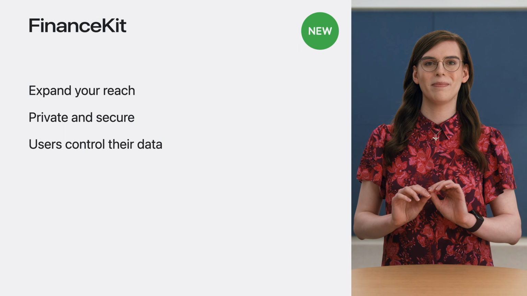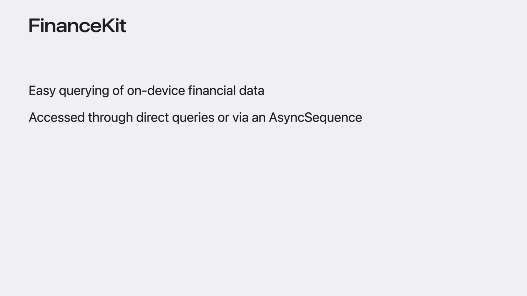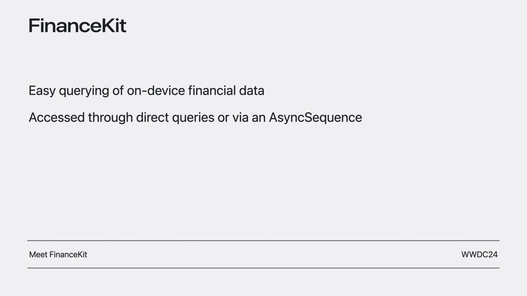If you're unfamiliar with FinanceKit, it allows apps to query financial data stored on the device, including accounts, account balances, and transactions. Data can be accessed either through individual queries or received over time via an async sequence. For more information on how FinanceKit works, check out Meet FinanceKit from WWDC25 or browse the developer documentation.